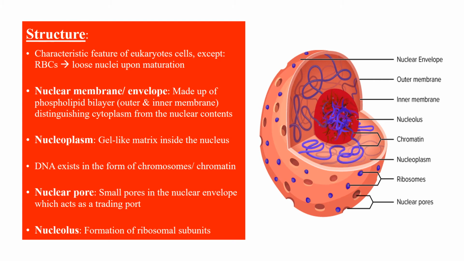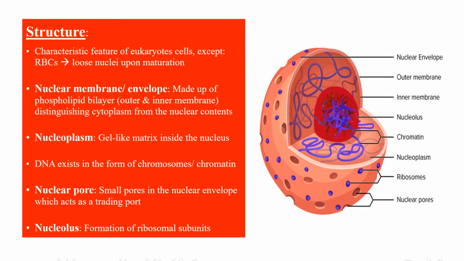Now, inside the nuclear membrane, there are certain pores which act as a trading port and allow certain substances to move into or outside the nucleus. This is known as the nuclear pore. Another key structure which resides in the nucleus is known as the nucleolus, which is responsible for the formation of ribosomal subunits in a eukaryotic cell.